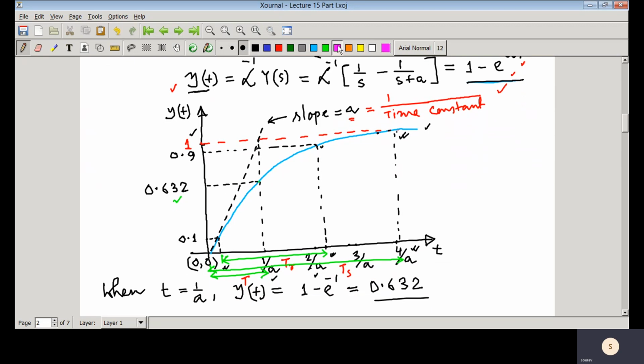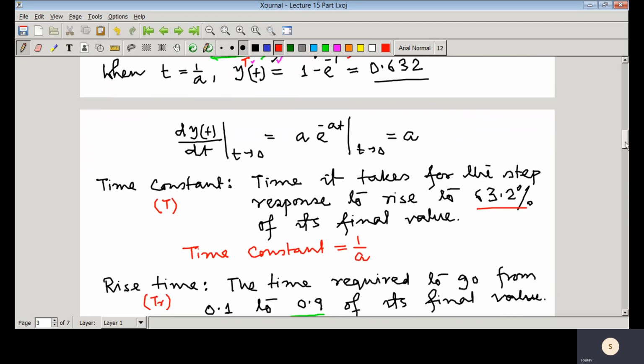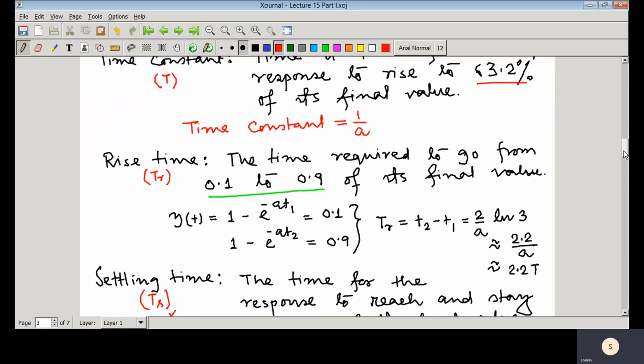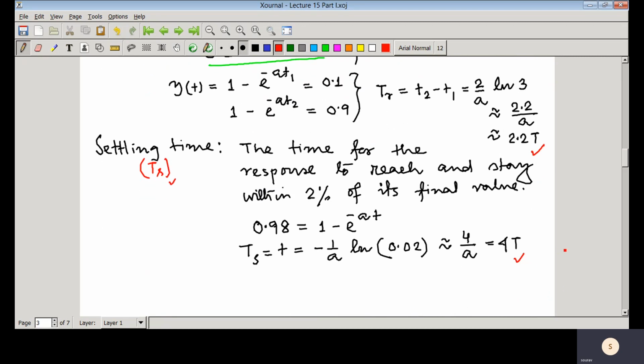We can see here the time constant is 1 by a, that is defined by T, and by definition the time constant is the time required to reach 63.2% of the final value. And from here also we have defined the rise time and settling time, and we need to remember those things. That means rise time in case of first order systems is nearly 2.2 times the time constant, and the settling time is nearly 4 times that time constant.